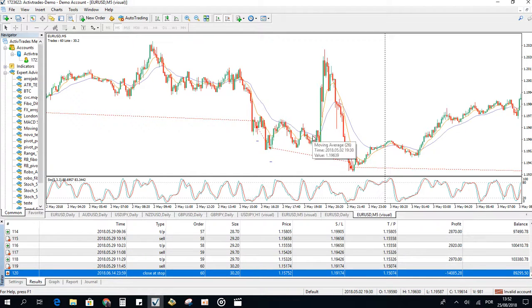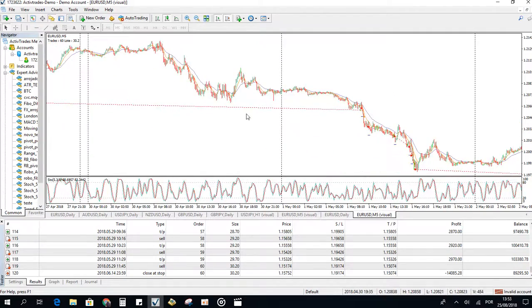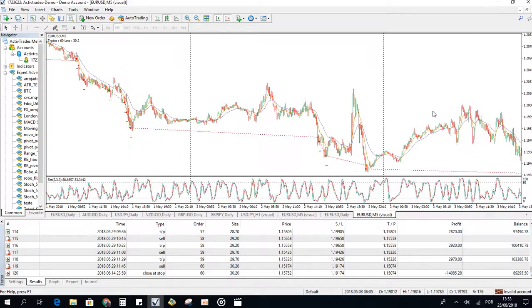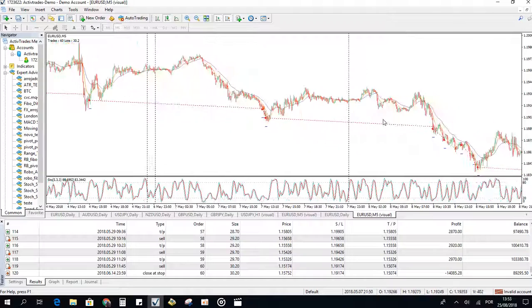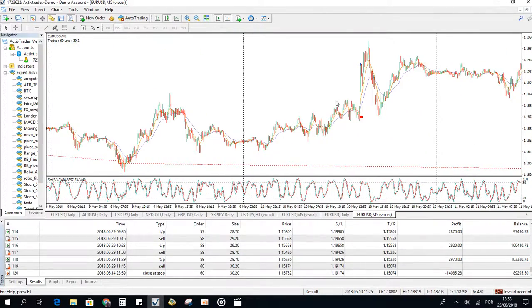And again, I have created other expert advisors. They didn't work as well as this one. This is the best one that I have created, with the best results. So far it looks nice. Let's see. I have some improvements to do, but it looks like it's working properly.